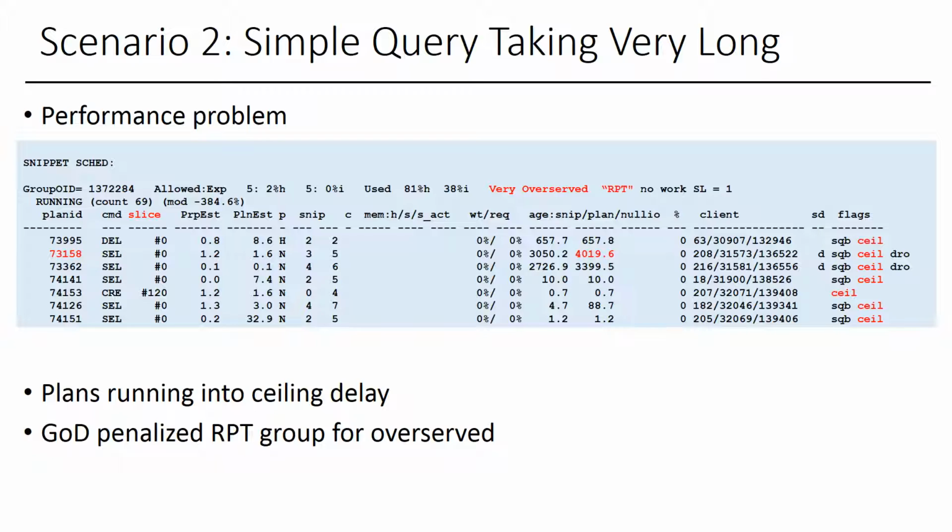Now look at the slice column. Most of them show 0, which means nothing is going on on any data slice for these running snippets. Basically, these queries are not really running at all. They are put in delayed mode after the snippet completed. The RPT group is using more resource than it's allowed, and it is marked as very overserved. In GOD mode, if a group exceeds its resource maximum, then it is going to be penalized for using too much resource of the system. Basically, here NPS is trying to artificially slow down the queries from the RPT group.